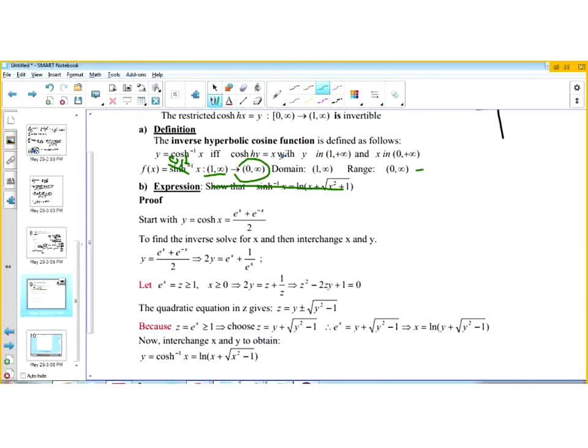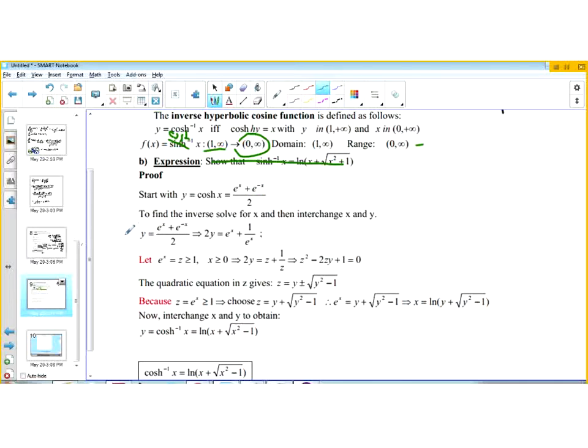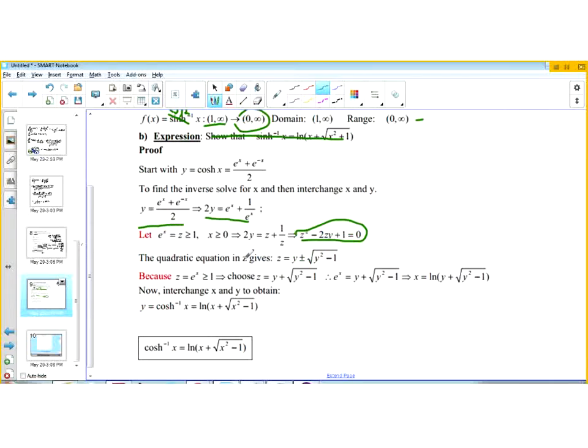So that's not what we want to show. We want to derive a logarithmic expression for the inverse hyperbolic cosine function, right? And so we do just as we did before. If y is equal to hyperbolic cosine x, we have this expression, and then we replace e to the x with its representation in z, and so we get this quadratic equation that stems from the definition of hyperbolic cosine. Then we solve for z.